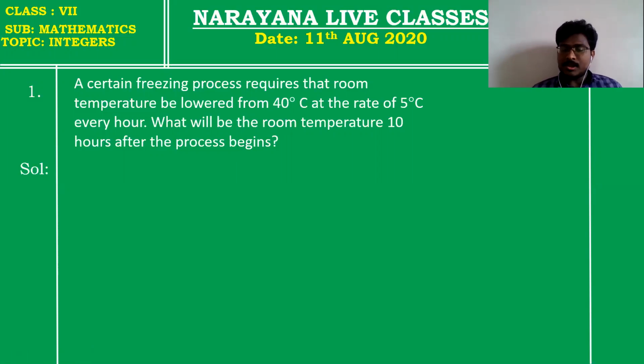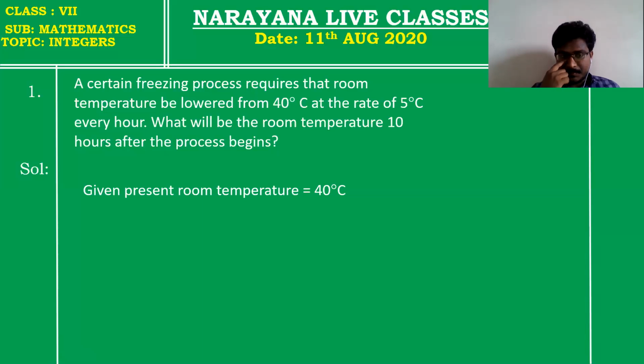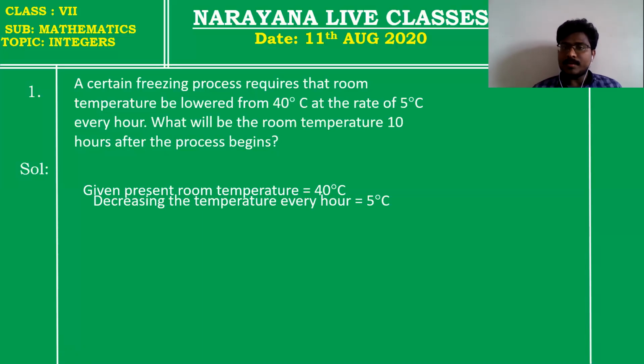After 10 hours. So here, what is the given temperature? The given temperature is 40 degrees centigrade. Here, in this 40 degrees centigrade, the decreasing temperature is what per hour? That is 5 degrees centigrade. Decreasing means that will be subtracted.